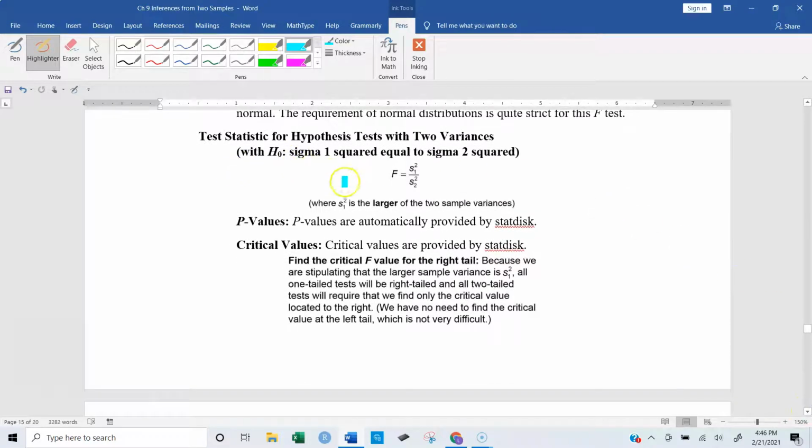Now, when we look at this here, I just want to talk about this a little bit. F is equal to 1 when these two are very close. Remember, the one that is on top is always the larger of the two. It can never be the smaller. S1 is the larger of the two sample variances. So when you're looking at your stuff, make sure you put S1 as the largest so you get the right data. Okay, p-values and critical values will also be by StatDisk.